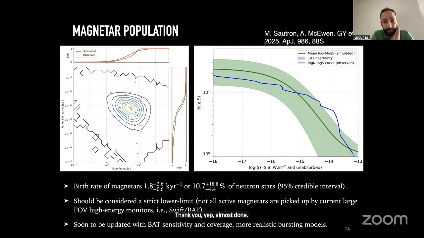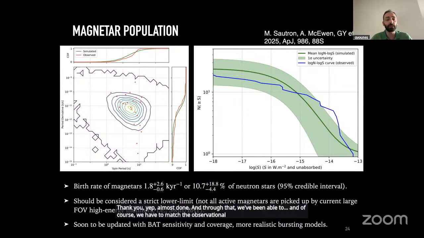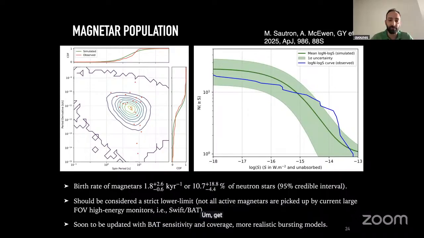And through that, we've been able to, and of course, we have to match the observational properties of the population, like P, P-dot, log N, log S, and that's what you're looking at here. And we've been able to get observational constraints on some of the parameters. The one that matters perhaps the most for the FRB case is basically the birth rate. And so we've been able to get a birth rate, in the fraction of neutron stars, roughly speaking, about 10%.